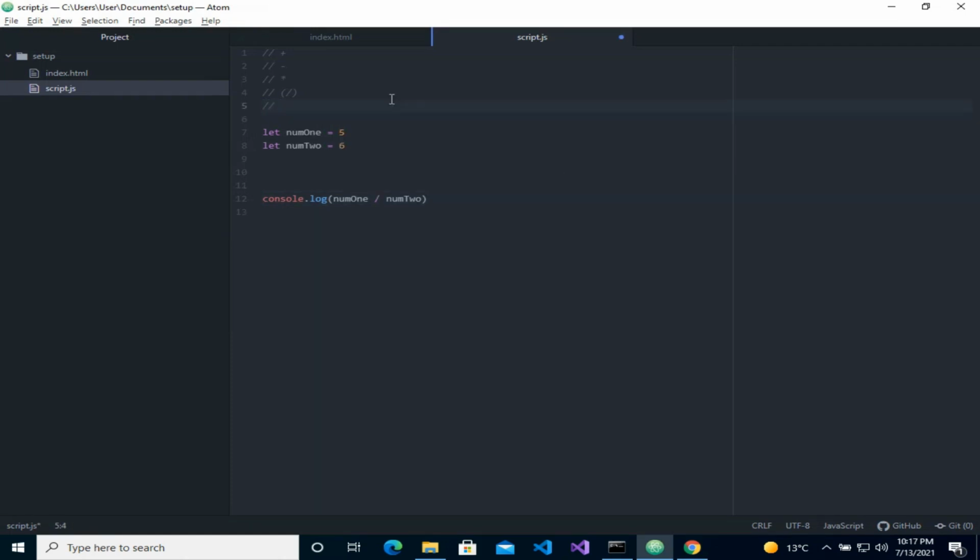We have an operator called a modulo that is specified by the percentage sign. Modulo returns the remainder of two operands. So in the case of 5 and 6, we should return a 1. Assuming we put number 2 first.